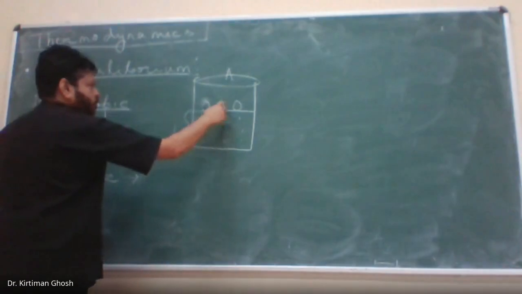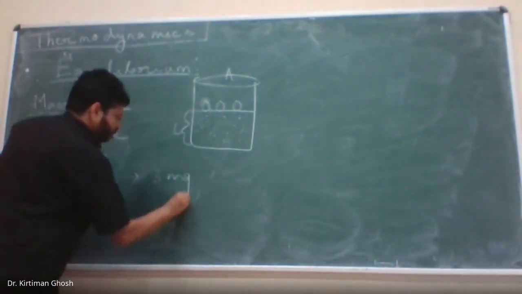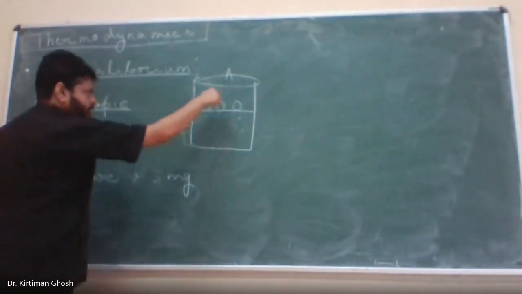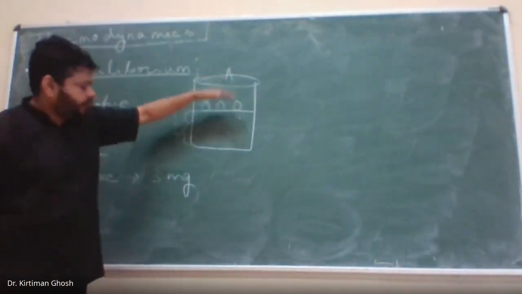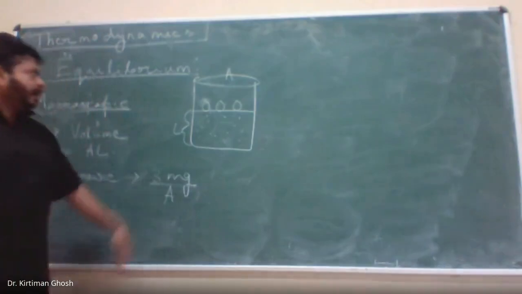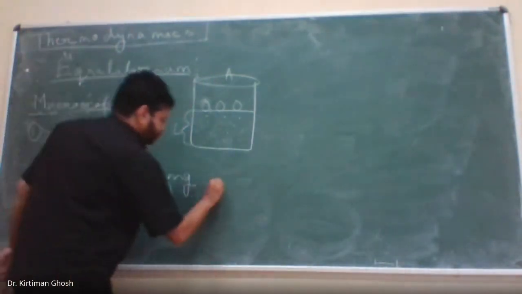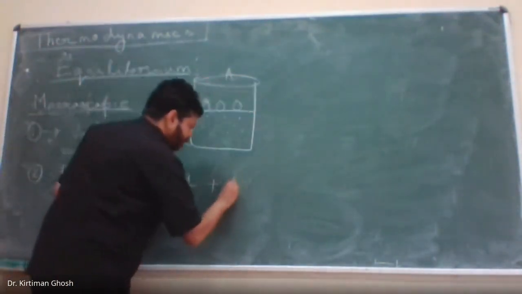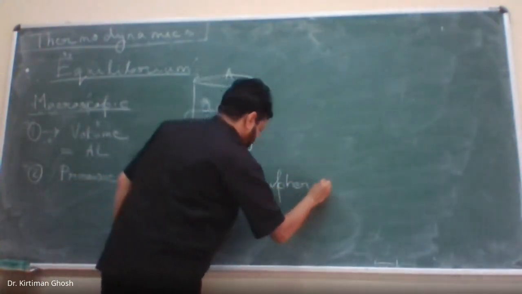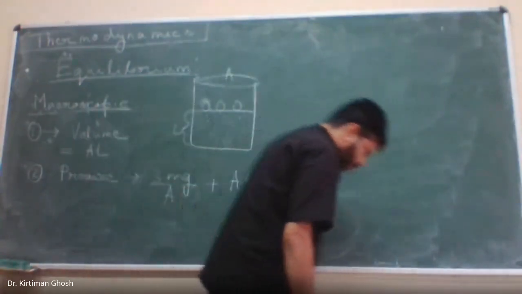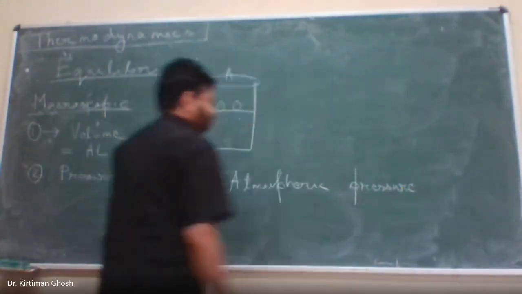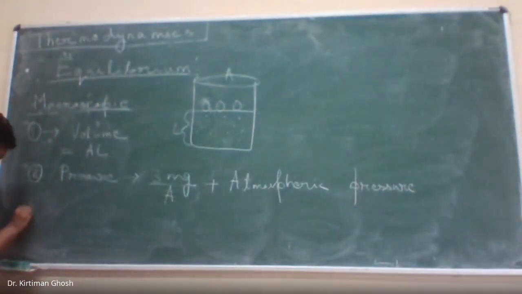Pressure. So let us assume that each of these weights has a mass of m. So this is the force. Three of them are there, so this is the force acting on this piston. So pressure will be 3 mg by the area of this piston plus the atmospheric pressure. So I put it in this room, so there will be some atmospheric pressure. And it will have some temperature.